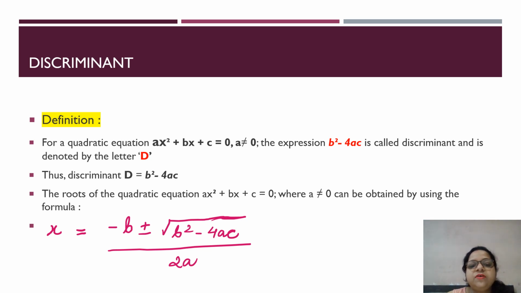Okay. The roots of the quadratic equation ax square plus bx plus c is equal to 0, where a is not equal to 0, can be obtained by using the formula x is equal to minus b plus minus under root of b square minus 4ac upon 2a. Again I will be repeating the formula for you children. x is equal to minus b plus minus square root of b square minus 4ac upon the whole upon 2a. Okay.